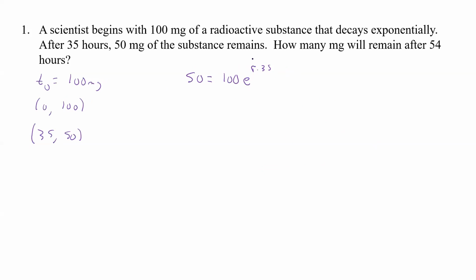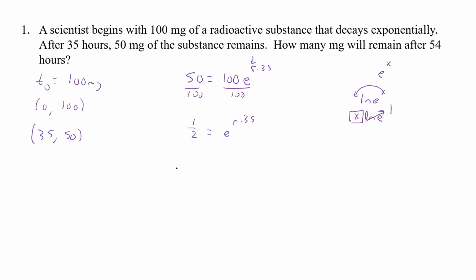Now I need to solve this for r. So what do I do? Well, first I'm going to divide both sides by 100. So 50 divided by 100 is a half, and that's e to the r times 35. Now, I know if I take the natural log, the log with base e, then I'm going to get the exponent to come down in front. So if I have e to the x and I take the ln of that, then I can bring this down and I have x ln of e. Well, ln of e is just 1, and so then I just get x. But if I do something on one side, I have to do it on the other.